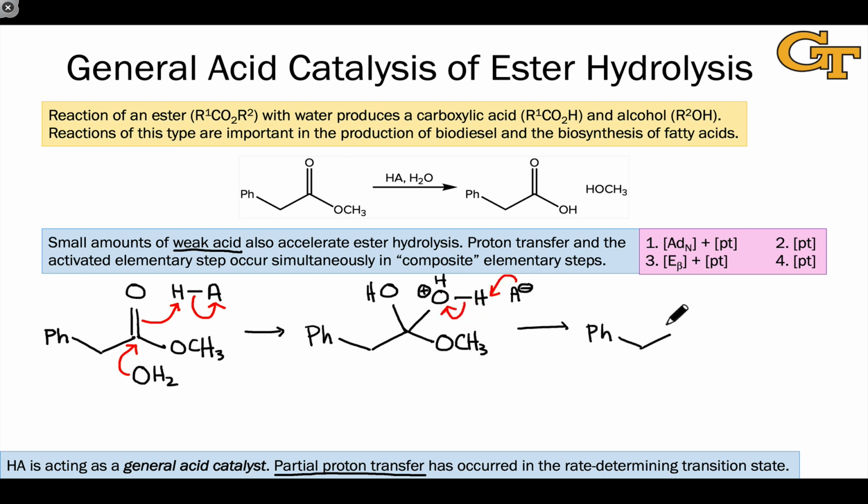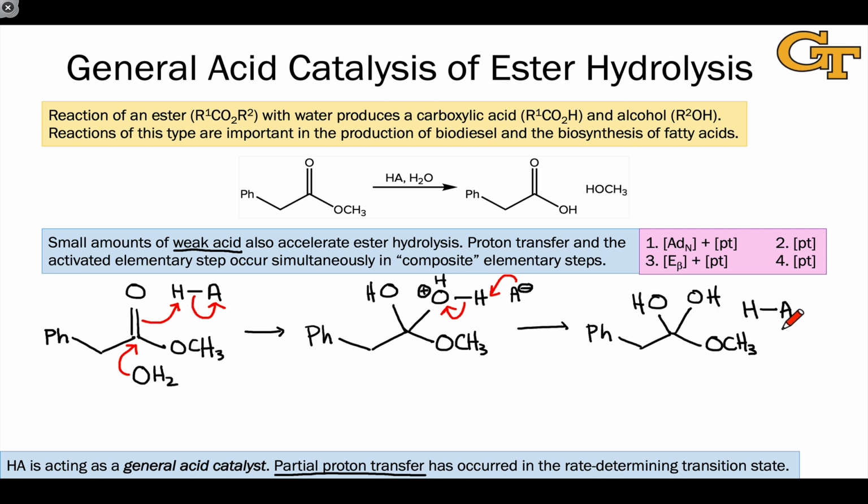And in fact, this is the exact same intermediate that we saw in the specific acid-catalyzed hydrolysis of esters in the last video. So general acid catalysis is similar to specific acid catalysis in that there's a proton on and bond-forming step and then a proton off to turn over or restart the cycle. The difference in general catalysis is that the proton transfer and the bond formation happen at the same time. Another, more formal way to put that is that partial proton transfer has occurred in the rate-determining transition state. So the slow step, or the rate-determining or turnover-determining step, is right here, and partial proton transfer has occurred in the transition state for this step.